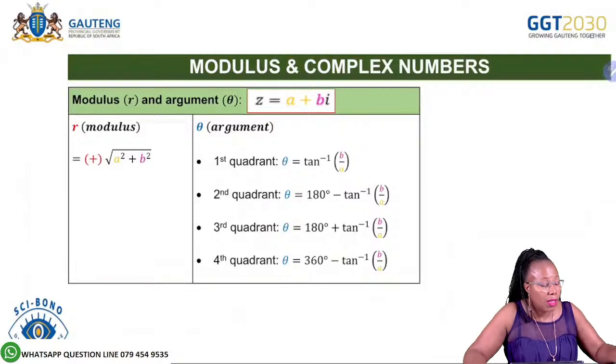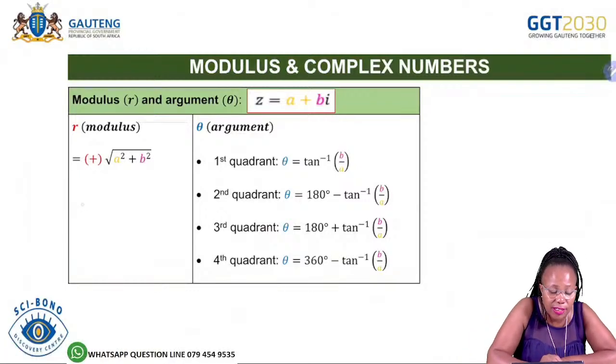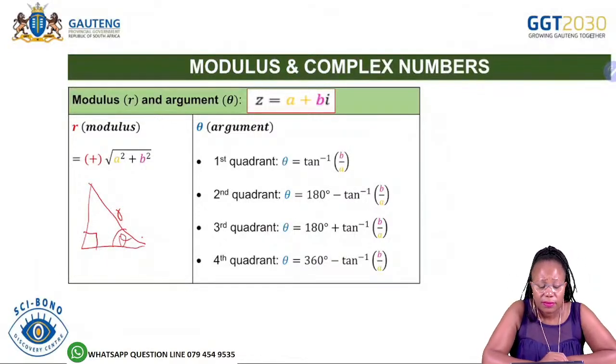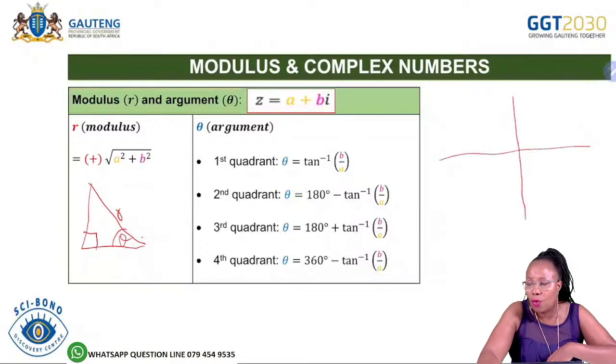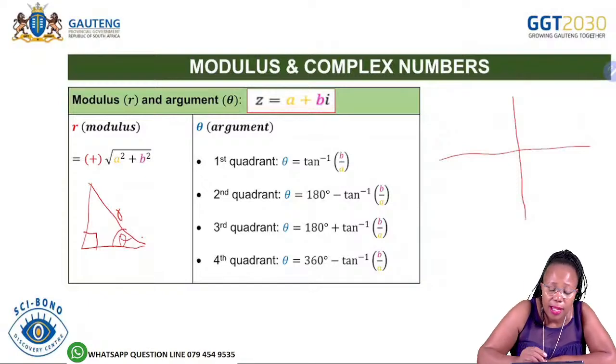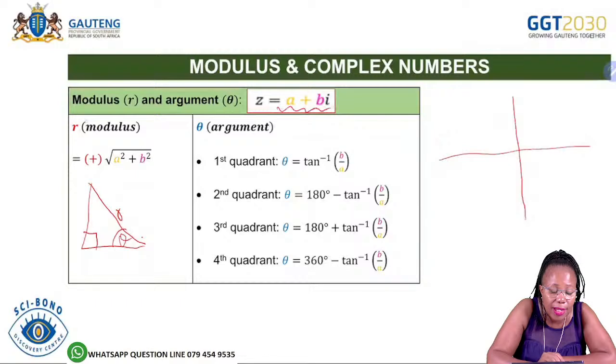Modulus and argument of complex numbers. When we talk modulus, we are talking about the r, which is the hypotenuse side. I've already indicated that to you, grade 12: if we talk the modulus, we are talking the r there. And if we talk the argument, we are talking the theta there. Now, if we have the Cartesian plane, a complex plane, we have a complex number z = a + bi.